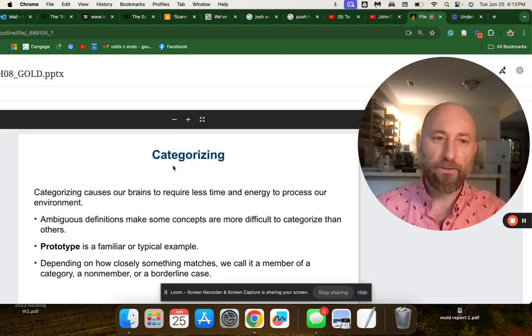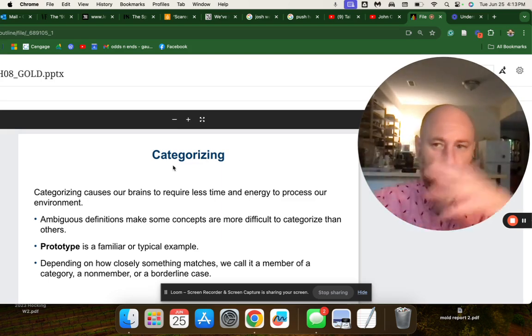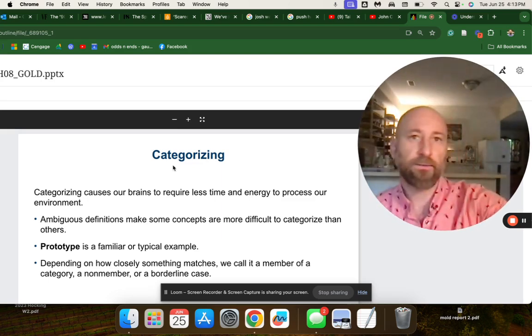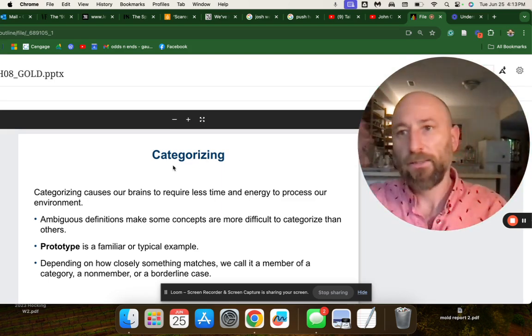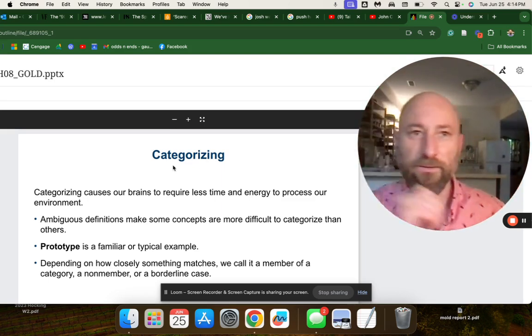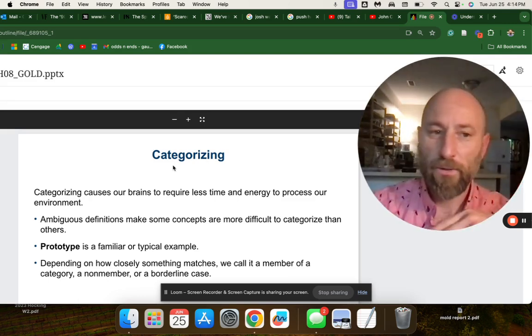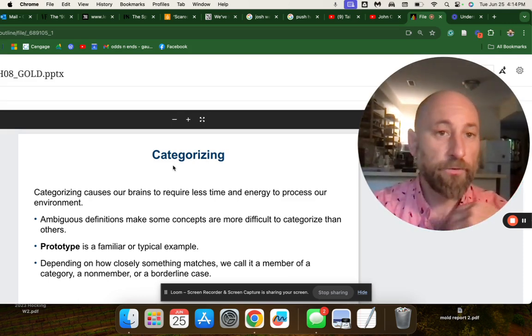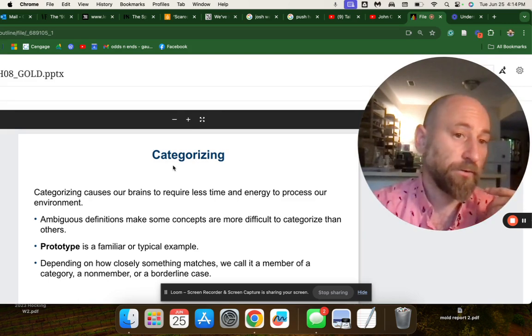So how the heck do we understand the world around us? I'm looking at my computer. What else do I see? I see a bike outside the window. I see a lamp. I see a window. I see trees. I see grass. I see rocks, etc. What's going on there? So I'm using concepts to process this information.